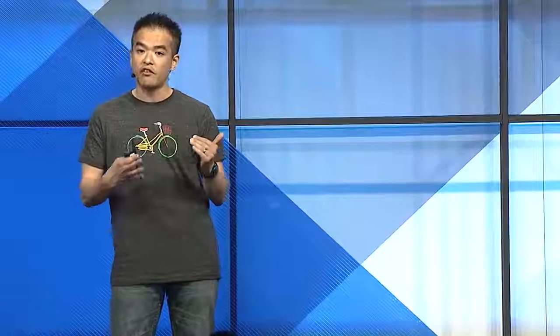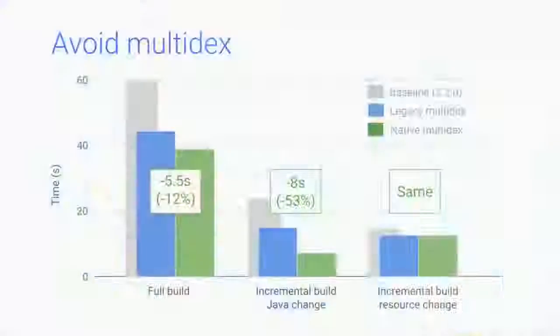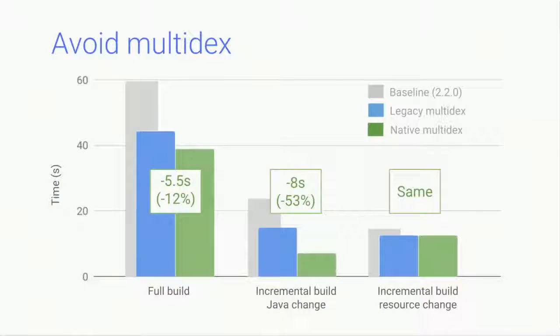And then these are the results that I got. We shaved another 5 seconds off the full build, a whopping 8 seconds. That's more than 50% of what we had before. And then incremental build for resource change is about the same as you would expect.